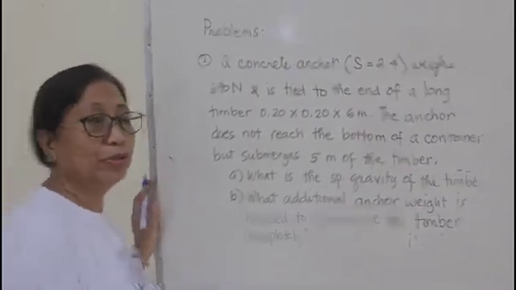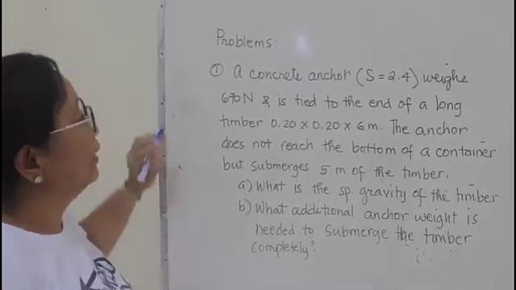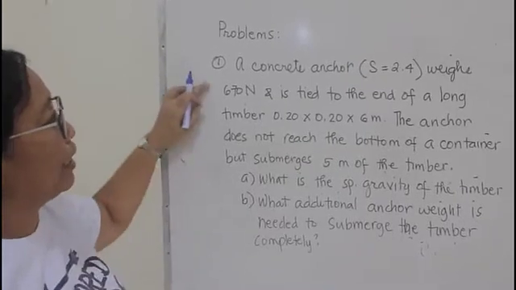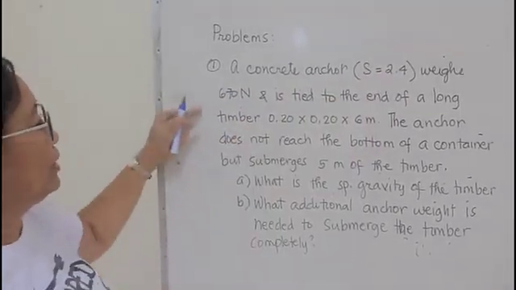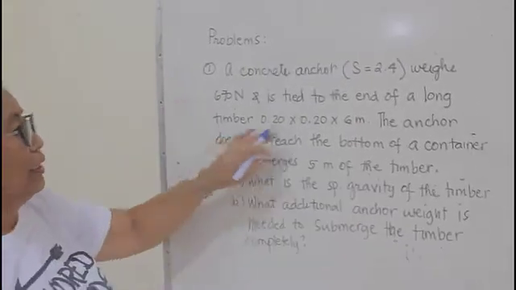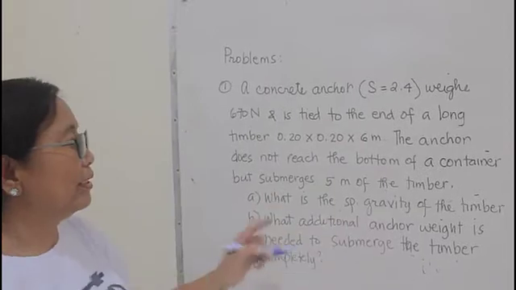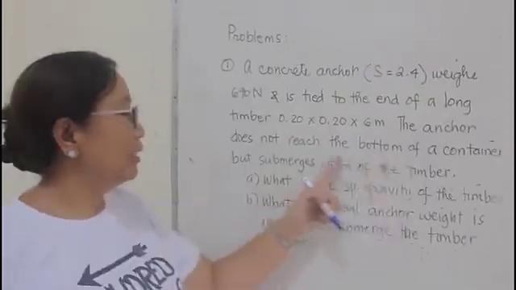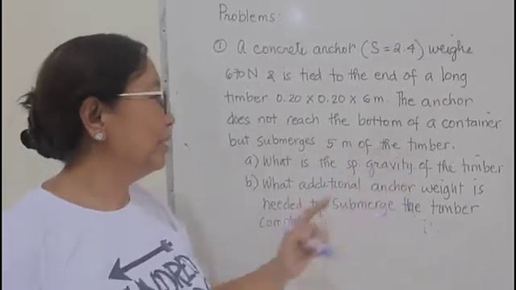Additional problems on the application of the Archimedes principle on buoyancy. So let's read the problem. A concrete anchor, specific gravity is 2.4, weighs 670 newtons, tied to the end of the long timber. Ito yung dimension niya, 6 meters ang haba. The anchor does not reach the bottom of the container, but submerges 5 meters of the timber.